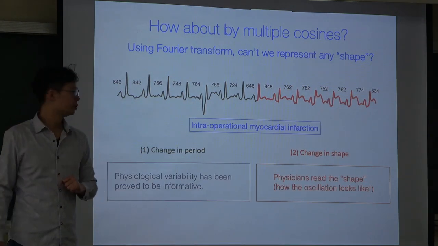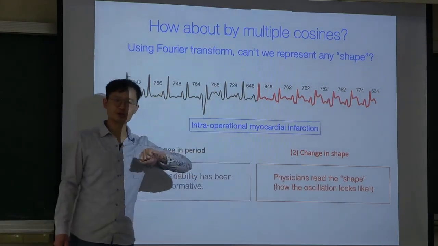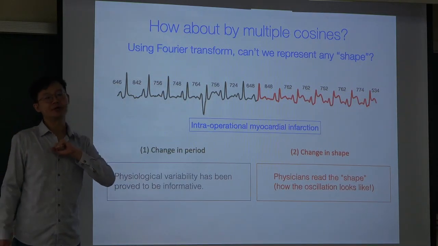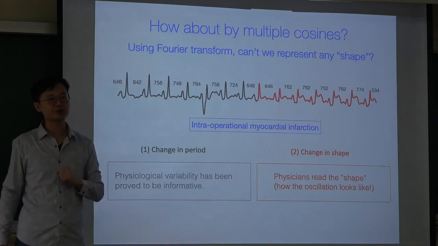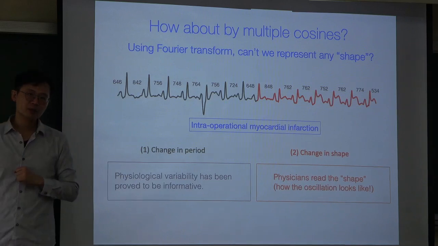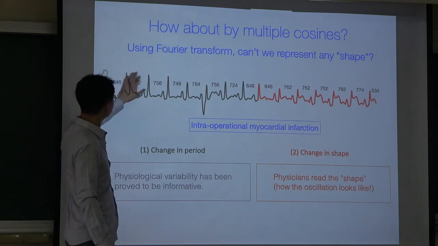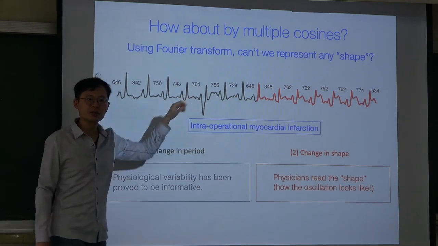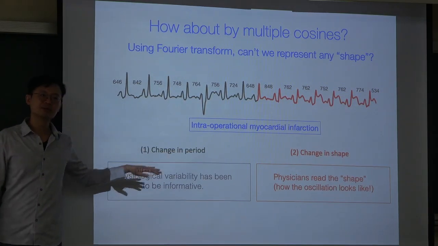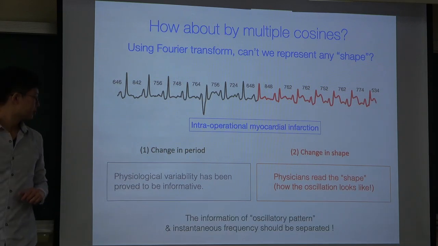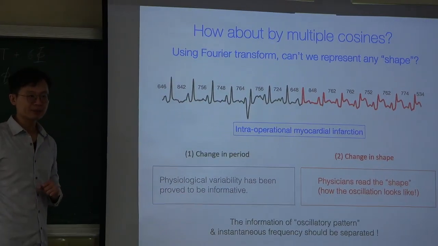What does a physician do? Usually we read the morphology, we read the shape, and we define what's going on, because the morphology in the time domain itself encodes the necessary physiological information that we want to see. And moreover, the change in period, that is the R-R interval, encodes the heart rate variability that we discussed in the very beginning. So both are very important for physicians. So the information of oscillatory pattern and instantaneous frequency should be respected and separated.